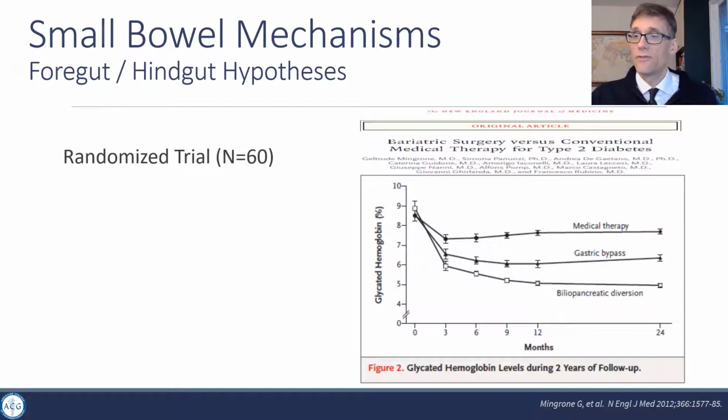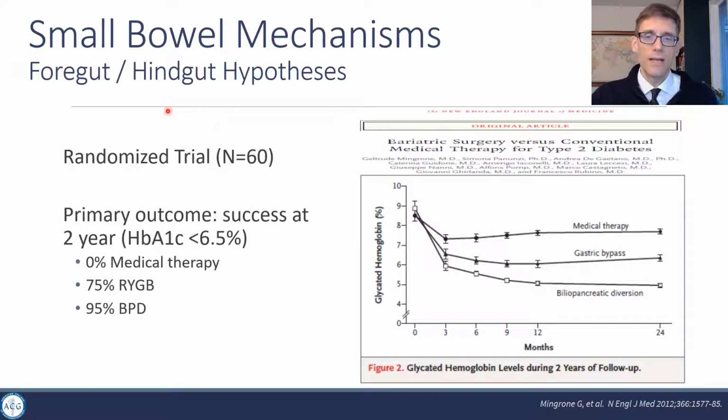Here we have a study from Francesco Rubino's group in Italy that randomized 60 subjects to receive medical therapy, gastric bypass, or biliopancreatic diversion. These were all diabetics with obesity. And their primary outcome was success, defined as an HbA1c of less than 6.5% at 2 years. None of the patients in the medical therapy group achieved success, whereas 75% of the gastric bypass did and 95% of the biliopancreatic diversion did, showing the importance of these theories.